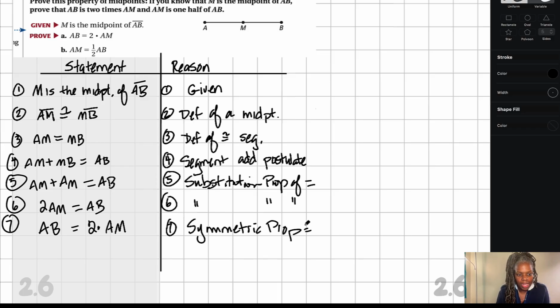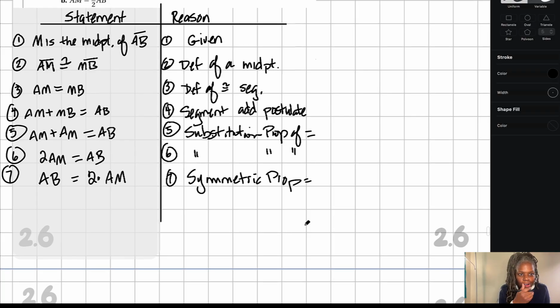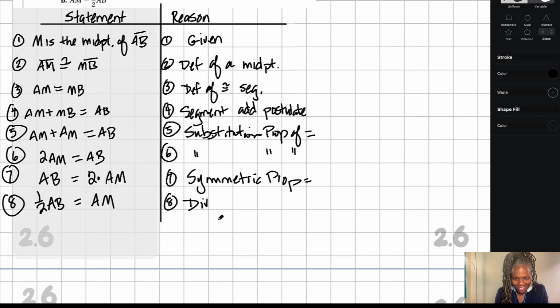That gives me that little line there. And from there, I could divide both sides by 2. If I were to do that, then instead of having AB over here, I'd have 1/2 of AB, and instead of having 2 AMs over here, I'd just have AM. And that's what I wanted. I wanted AM is equal to 1/2 AB. But I know I got a student sitting up here saying, but it doesn't look the same. So let's see if we can make it look the same. First of all, this is the division property of equality.